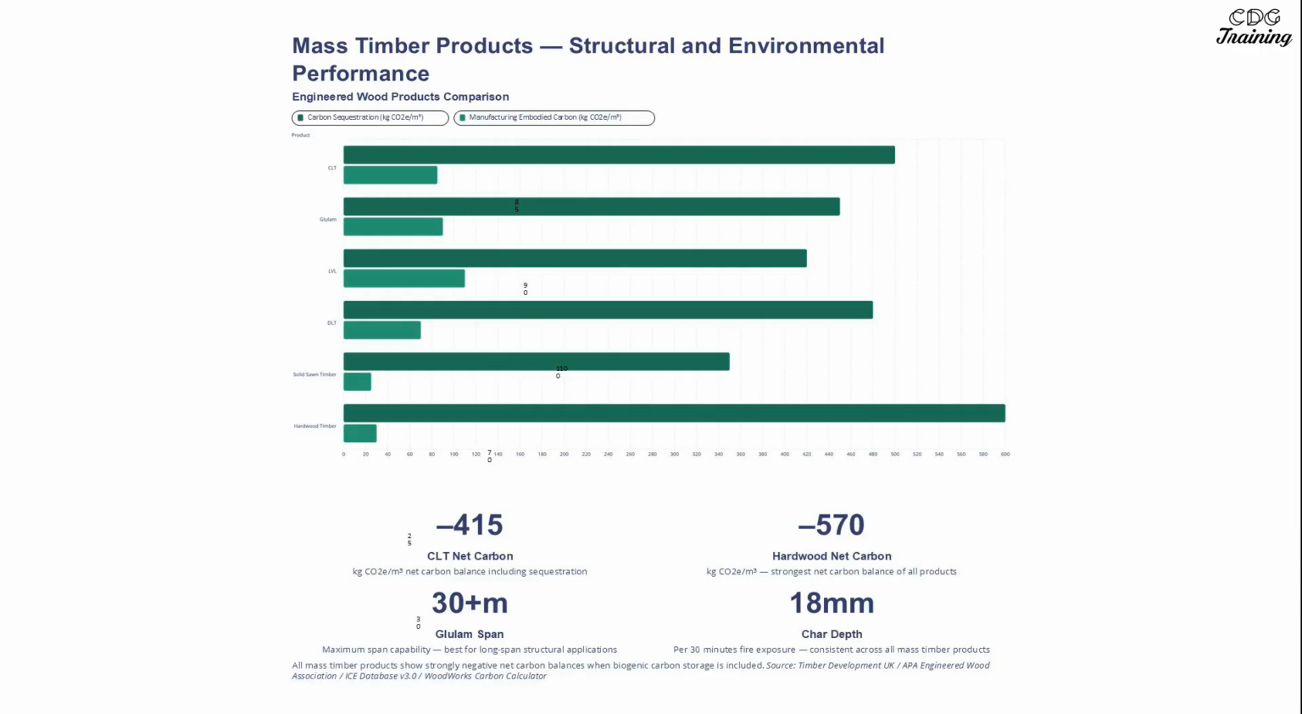Engineered wood products like CLT and glulam offer superior structural and environmental performance, making them ideal for sustainable construction projects.